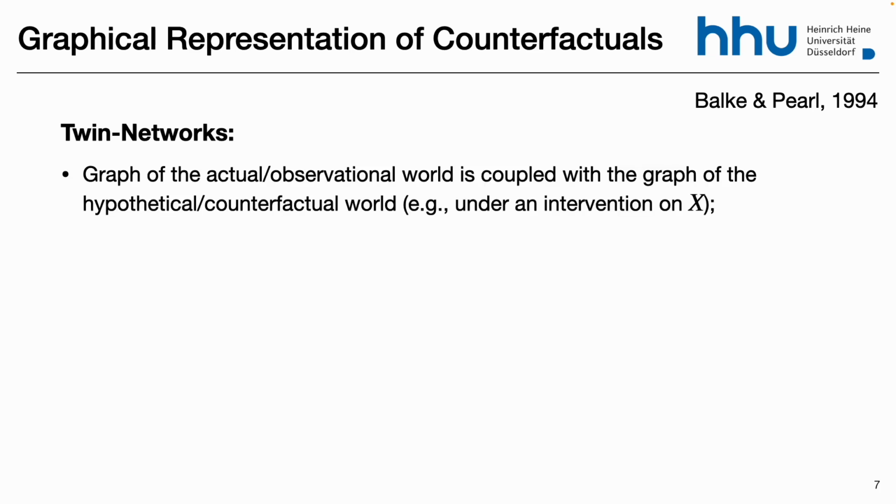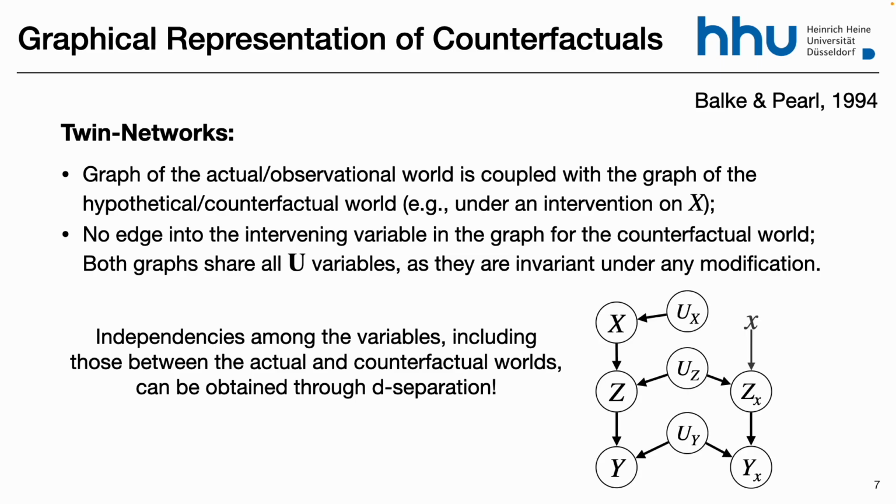Okay, so now we have the graphical representation of counterfactuals. This was proposed by Balke and Pearl in 1994, and it's called the twin network. It was provided just for two realities first, and then it was extended by Shpitser for multiple realities. But let's see the twin networks first. Basically, you combine the actual or observational world with the intervention, or hypothetical counterfactual, world. Let's go to the example here.